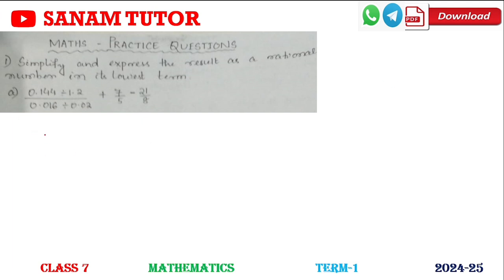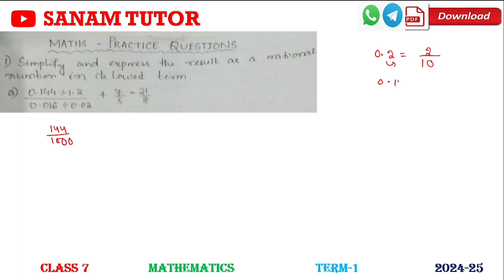So how to solve? First we can write 0.144 as 144 divided by 1000. Any doubt? When a decimal number is given, how do we write it as a fraction? First write the number, then 1 with how many zeros? After the decimal, how many digits? One digit, so one zero.